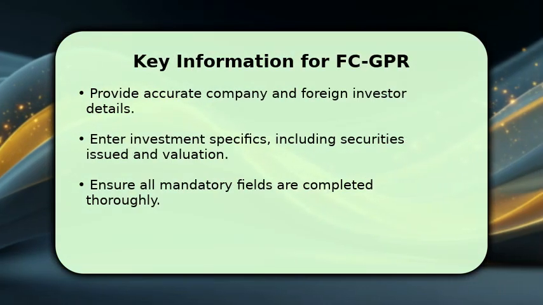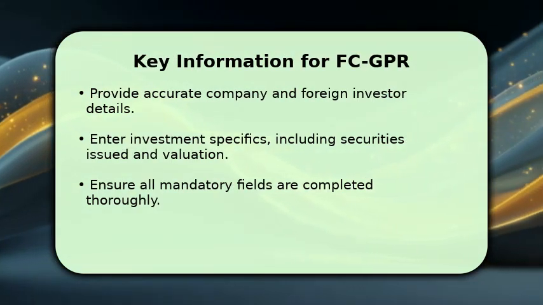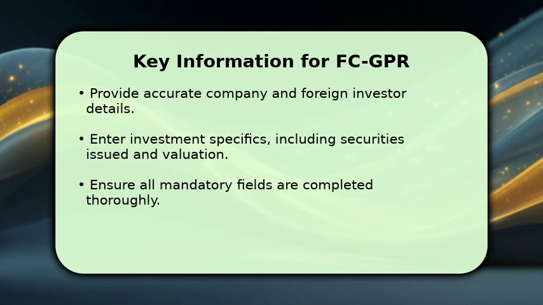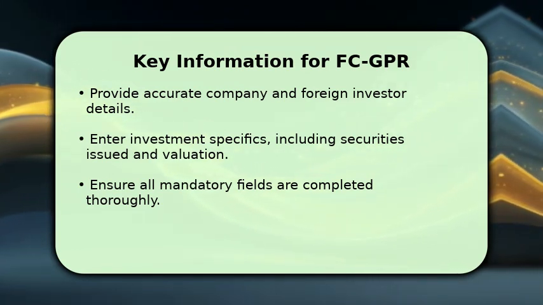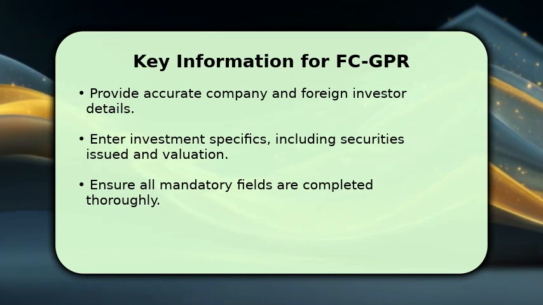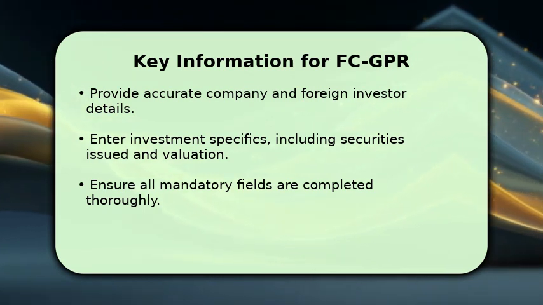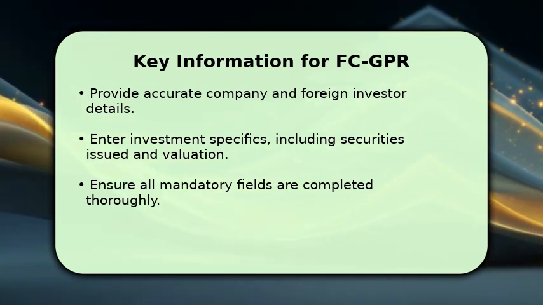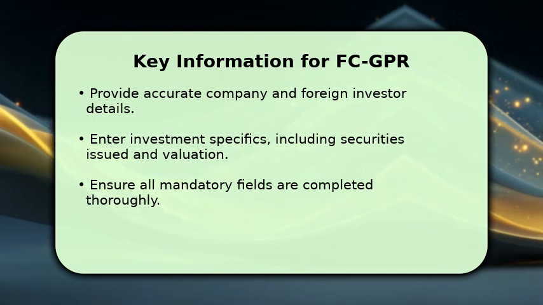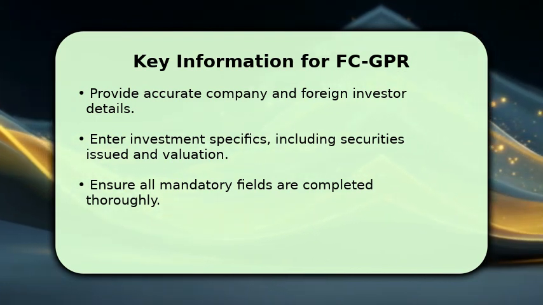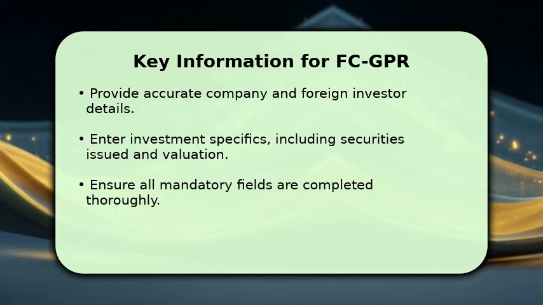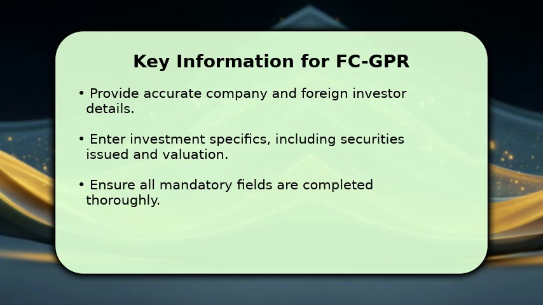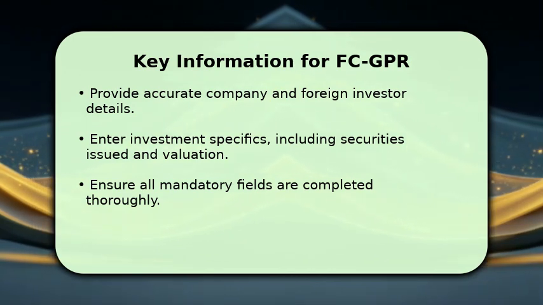When filling out the FCGPR form, you will need to input several key pieces of information. This includes comprehensive details about your company, such as its CIN and PAN, and specifics about the foreign investor, like their name and country of residence. You must also accurately report investment details, including the type of securities issued, their face value, and the total amount of inflow. Double-check all mandatory fields for completeness.